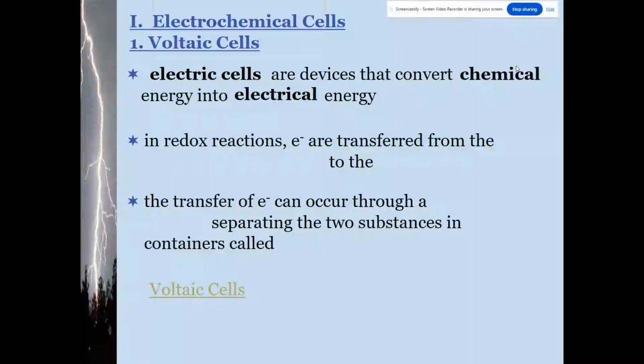Hello and welcome to this video for Chemistry 30, the electrochemistry unit. In this lesson, we're going to start looking at some applications of electrochemistry. One big one being batteries.